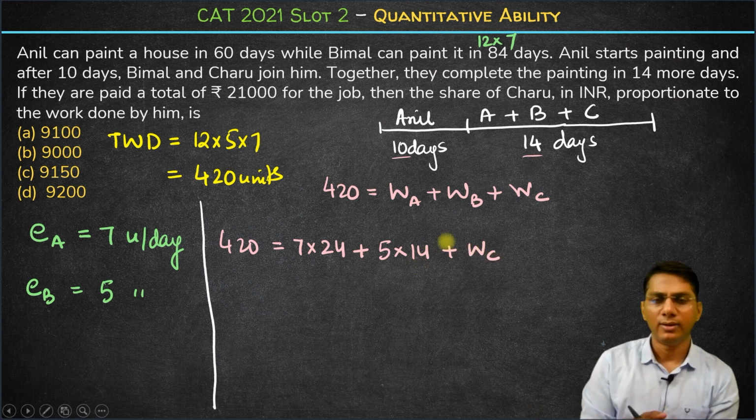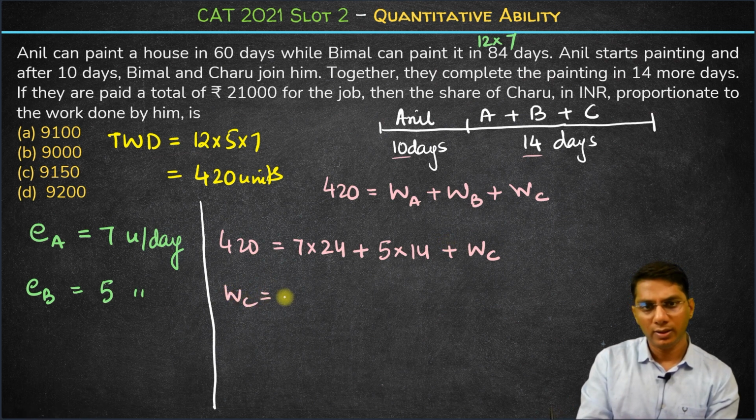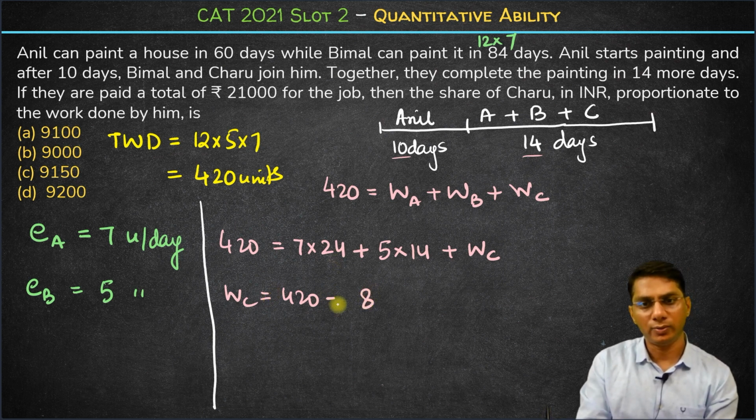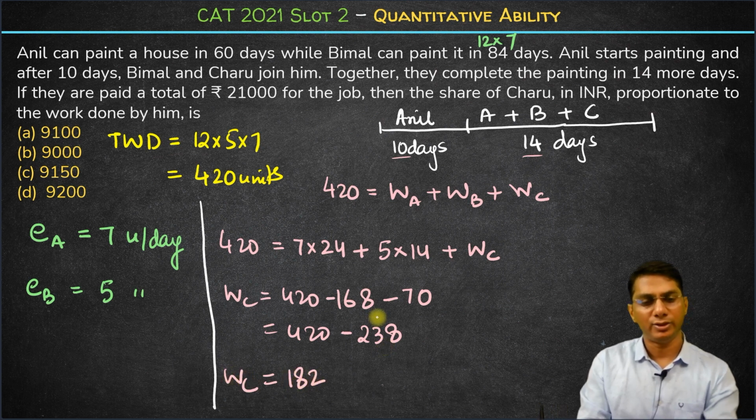This is what we need, right? What is the fraction of work done by Charu? So the work done by Charu comes out to be 420 minus 7 into 24, which is 168, plus 5 into 14, which is 70. So we have 420 minus 168 plus 70, which is 238. So the work done by Charu will be 420 minus 238. This comes out to be 182 units. This is the work done by Charu.